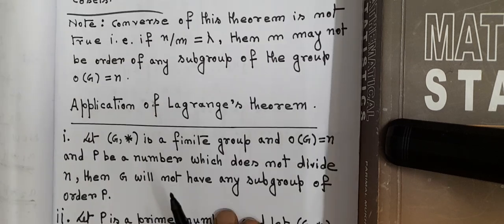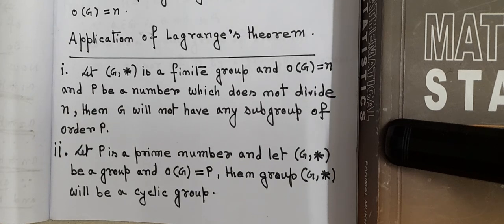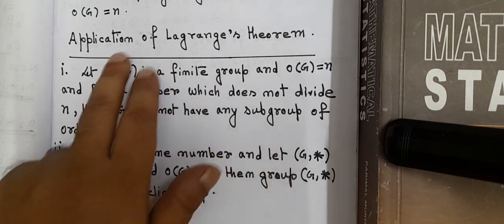Now, applications of Lagrange's theorem. What is the first application? Let G with binary operation asterisk be a finite group of order n, and let p be a number which does not divide n. Then G will not have any subgroup of order p. Now, point 2: let p be a prime number and let G be a group of order p, then the group G will be a cyclic group. These are very important things.